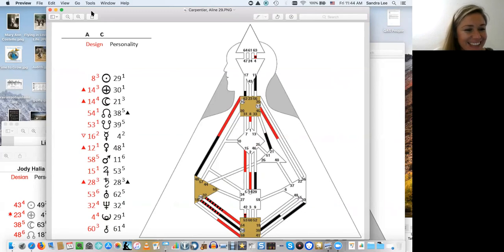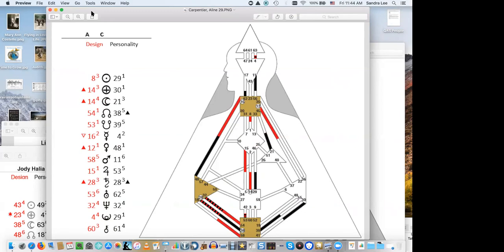Okay. So we also have Aline. Aline, I'm assuming this is a female. Her conscious sun is the gate 29. So the gate 29 comes off the top of the sacral center, which is the second square from the bottom. Sacral center is undefined here. So the 29 is the gate of commitment and determination.